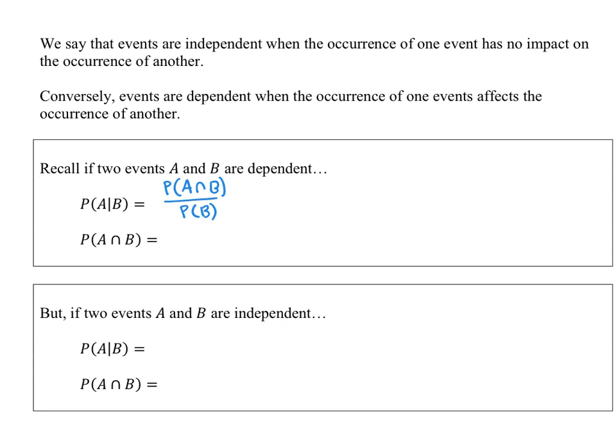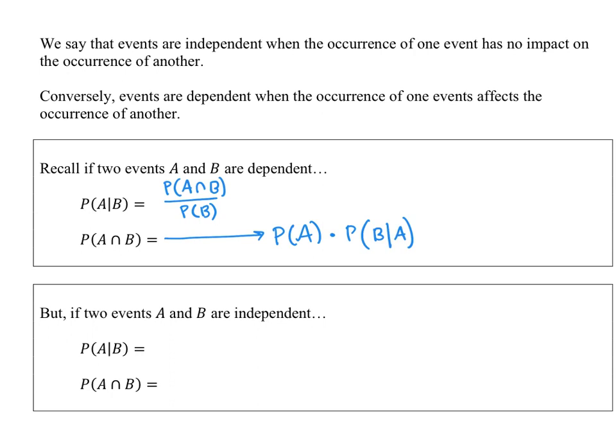What is the probability of A intersection B, the intersection of A and B? If the two events are dependent, that means one affects the other, then the probability of both events happening is the probability of A multiplied by the probability of B, given that A has already happened.